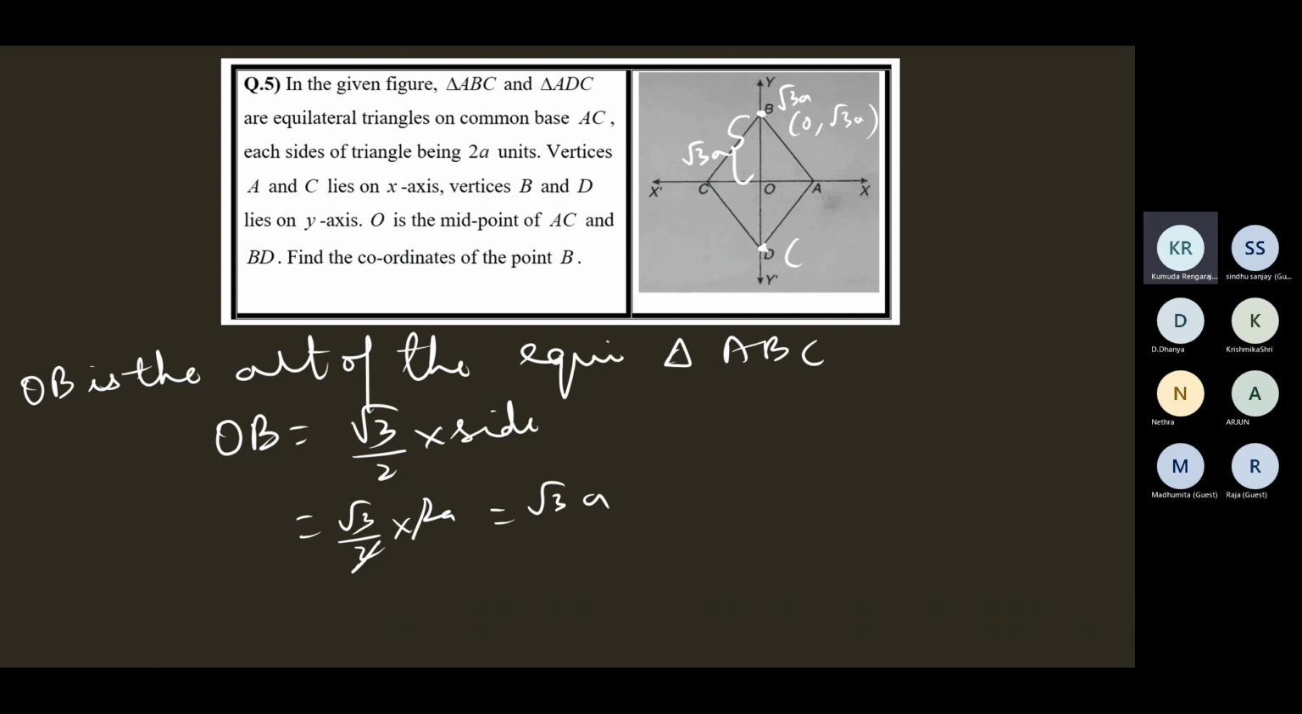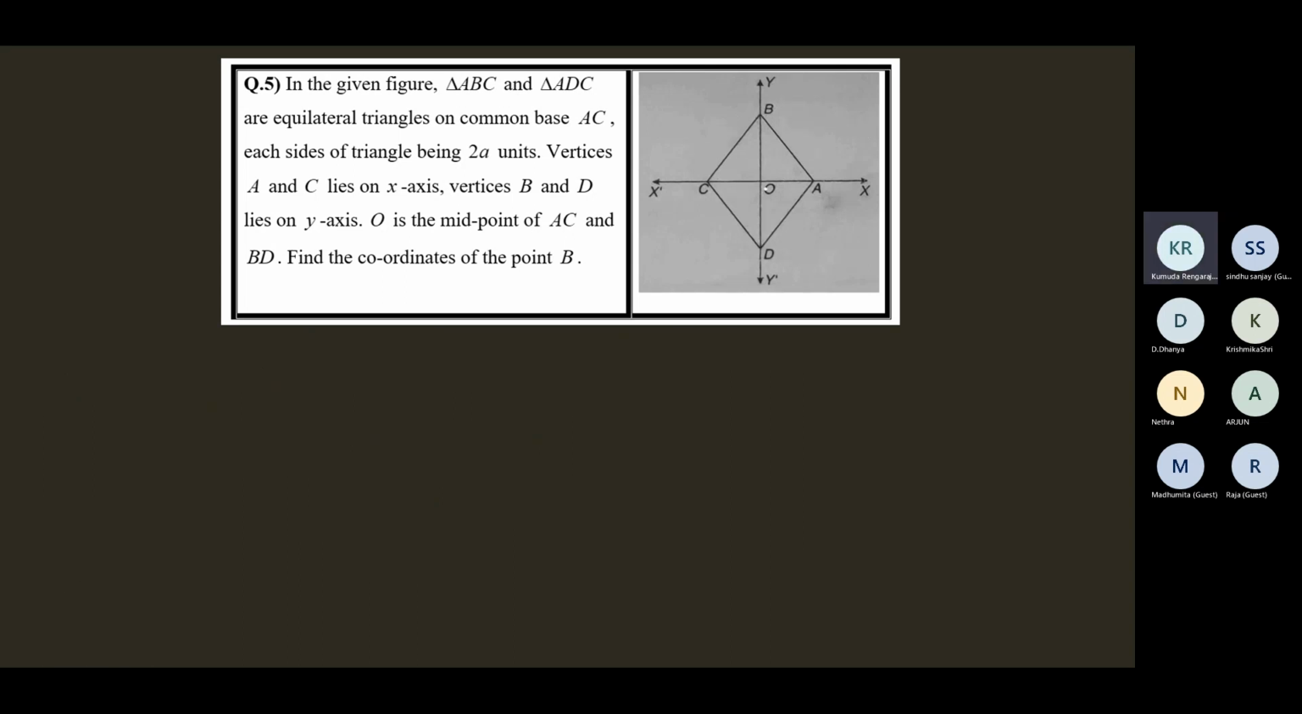What will be the coordinates of D? 0, minus root 3a. Because this altitude also will be root 3a. When you find the altitude, what is OD? OD is the altitude of the triangle ADC. So you can find it using root 3 by 2 into side. Side is 2a, so the 2 gets cancelled. What do you get? Root 3a. So the length of OD is root 3a.